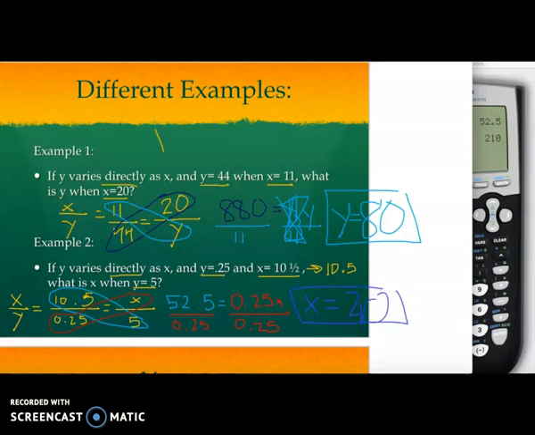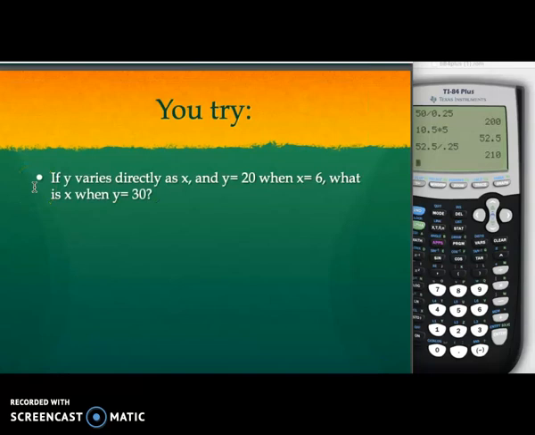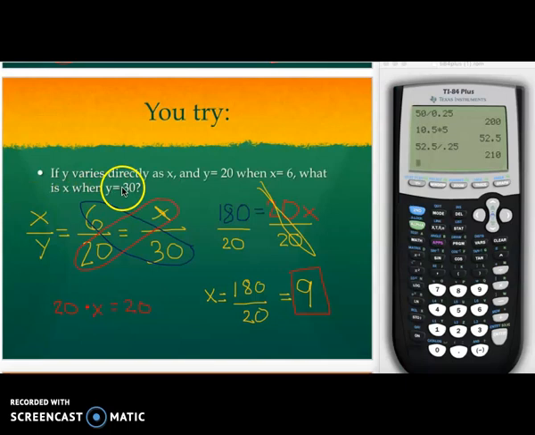That's it. This next problem on your own, pause the video, work it out, and see if your answer compares to mine. Okay, so the way I set up this problem was I set up my first proportion. If x and y vary directly, and y is 20 and x is 6, I have 6 over 20. And we're solving for x when y is 30, so I cross multiply. 30 times 6 is 180, equals 20x, because 20 times x is just 20x. I divide by 20 on both sides, and I get x equals 9.